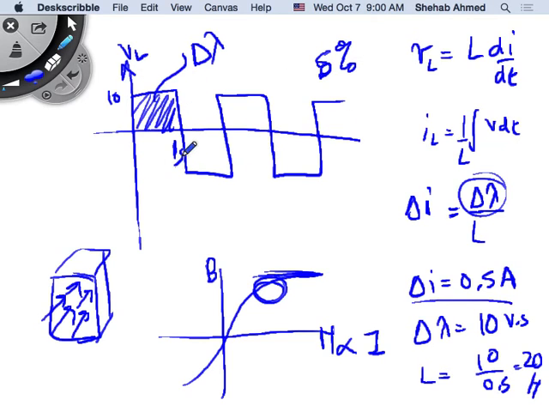If this 1 second is shrunk to 1 microsecond, what's going to happen? This delta lambda will decrease a lot. If it decreases a lot, then it decreases my requirements for inductance. Hence the effect of frequency on the reactive elements again. So we did it for the capacitor and the same thing for the inductor.